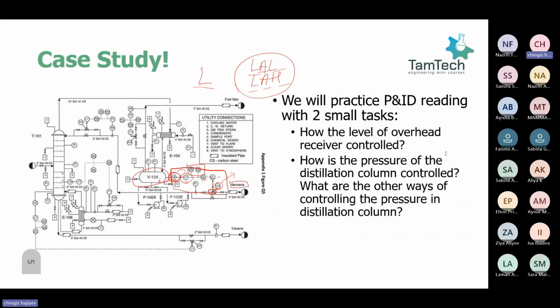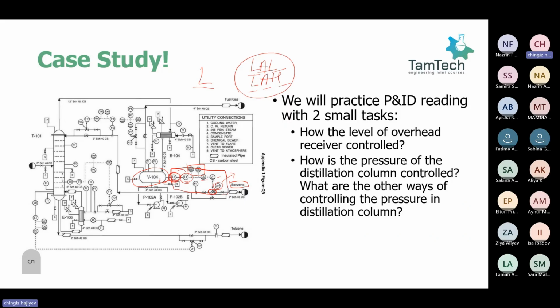And add PSV. This is again what I told you. PSV is pressure safety valve. This is a safety equipment. It is joined to control loops, but it is not in the main control scheme. Okay, you need to remember that.